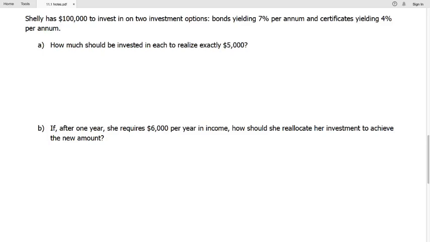Okay, this is all about using systems of equations. So we need to set up a system of equations so we can solve for those variables.